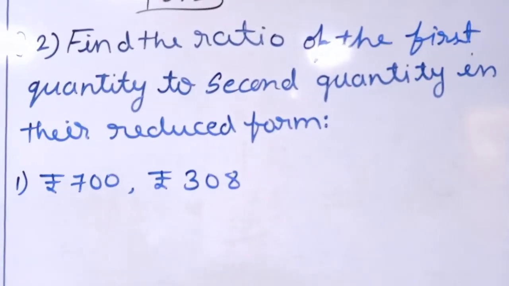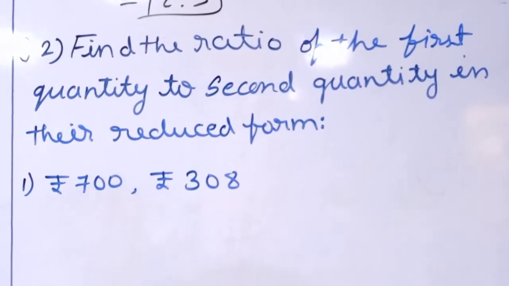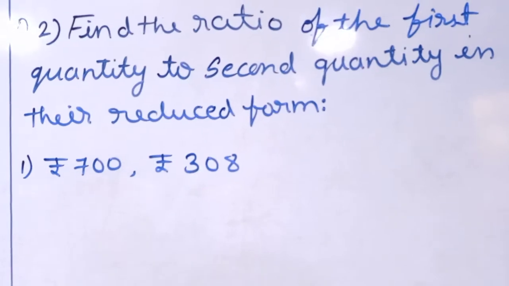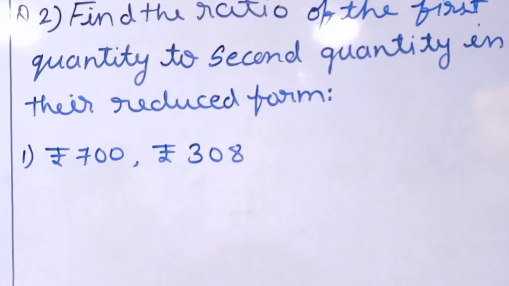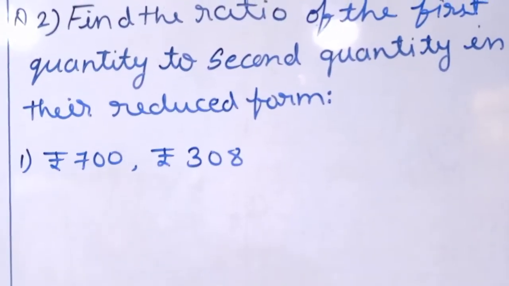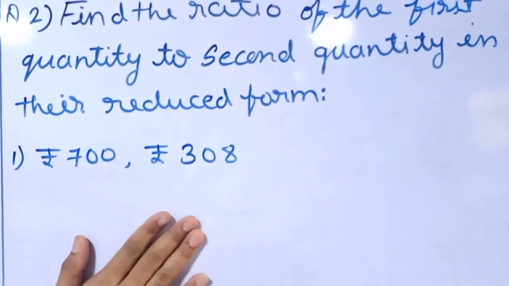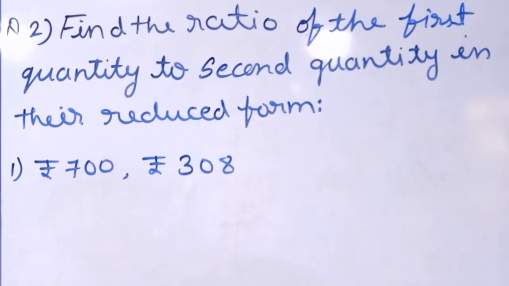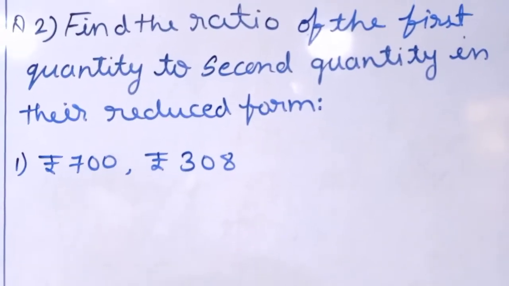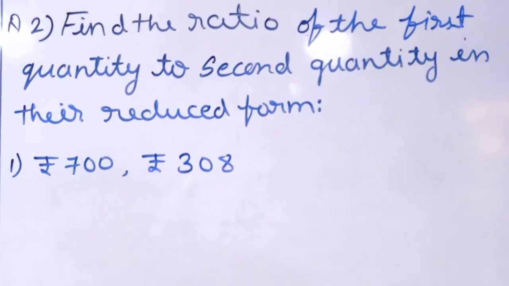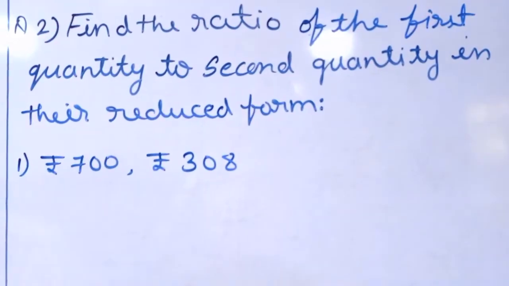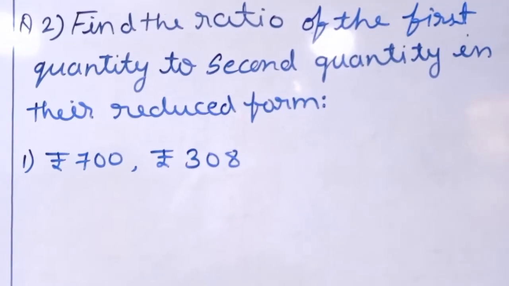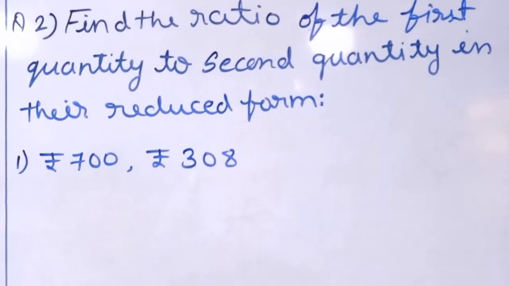There is only a little difference between these two sums, first and second. Find the ratio of the first quantity to the second quantity in their reduced form. The difference between question number 2 and 1 is that here we have the quantity, which means this time we must take care of the unit of the given quantity. So here we have the first one, rupees 700 and rupees 308. This time also we have to find out the ratio of these two.